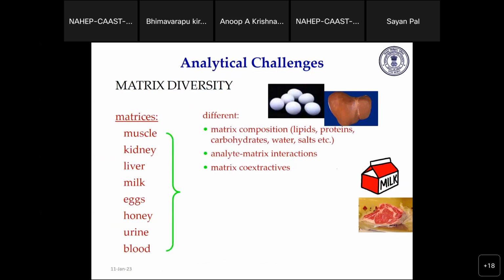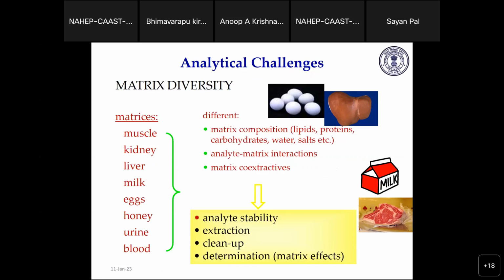Now, the challenges which come, I just wanted to tell. When it comes to animal origin, mainly poultry and meat, we have muscle, kidney, liver associated with that, and all these matrices or sub-matrices go into the analytical part. So we have this matrix diversity, which will be the first challenge, and matrix composition, which I told you, will have lipids, proteins, carbohydrates, water, salt. We need to remove all these interferences. That is where the extraction challenge starts. Remove all these co-extractives.